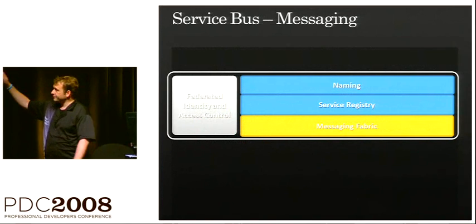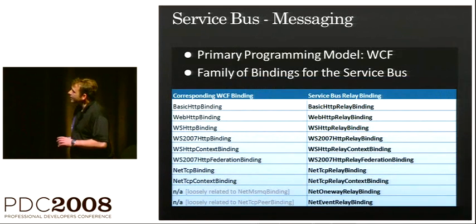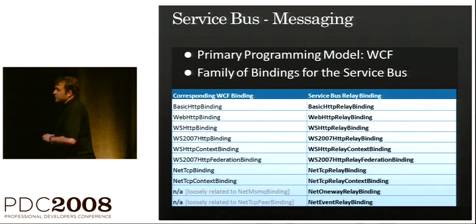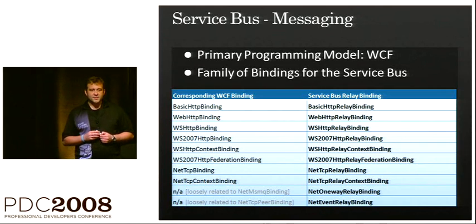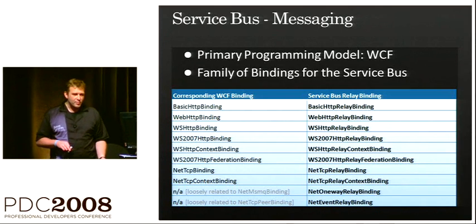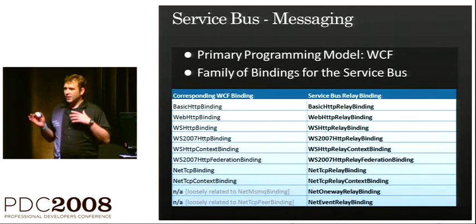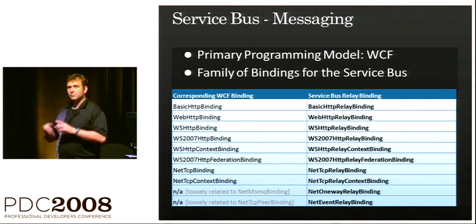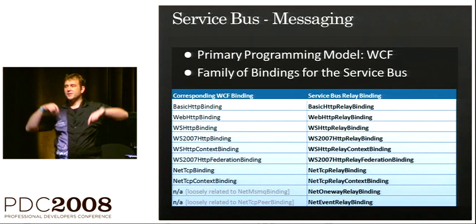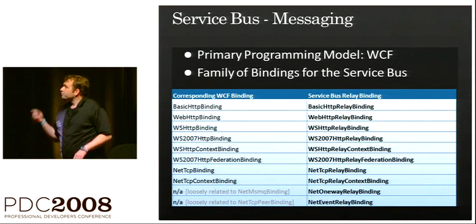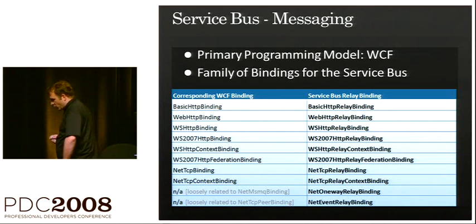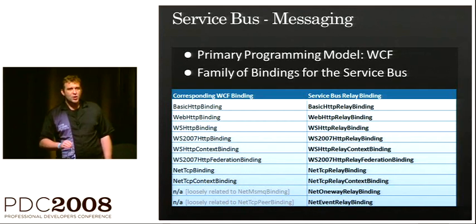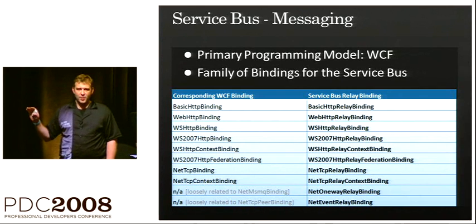Let's get to the beefy portion, the messaging fabric. The primary programming model for the messaging system is WCF. I'm going to talk about alternate programming models, including Java, tomorrow in my talk at 10:15 over in one of these sides, 408. But this is the primary programming model that we have for WCF. If you're familiar with the WCF programming model, you will be instantly familiar with this programming model.